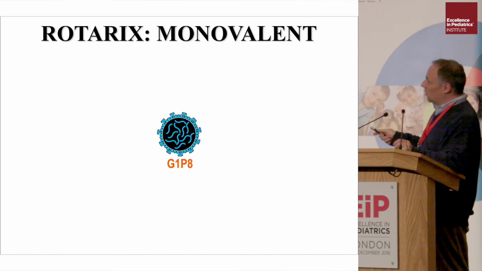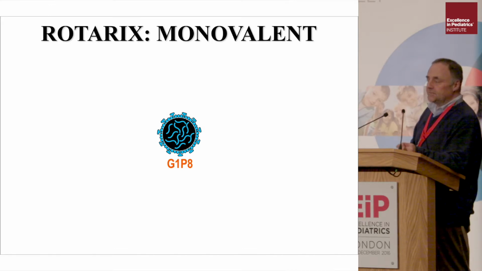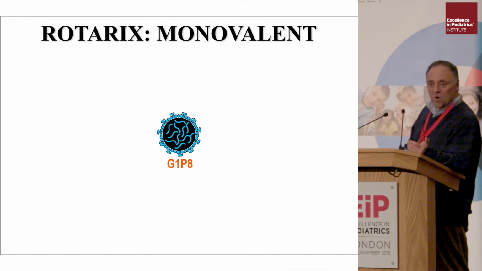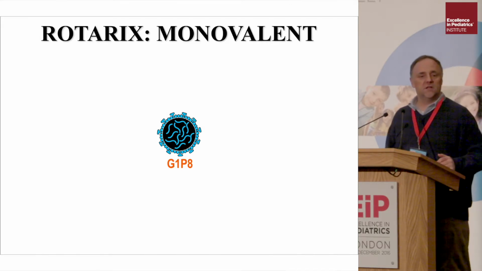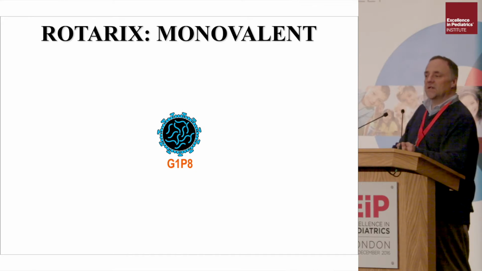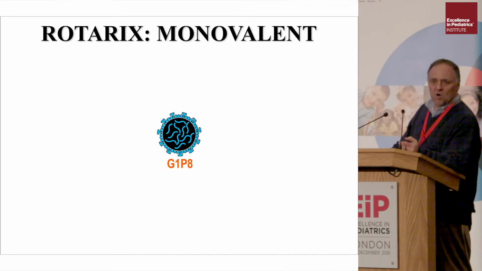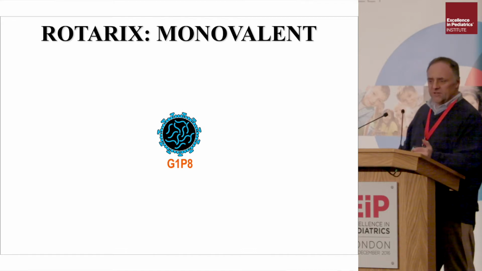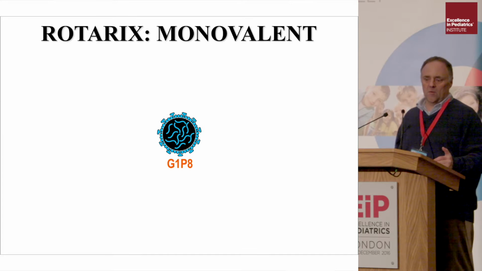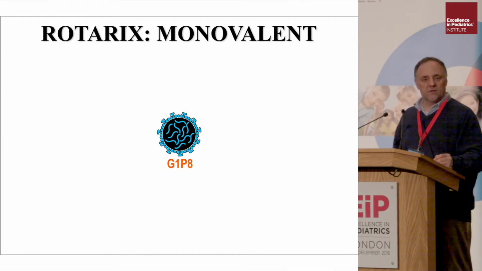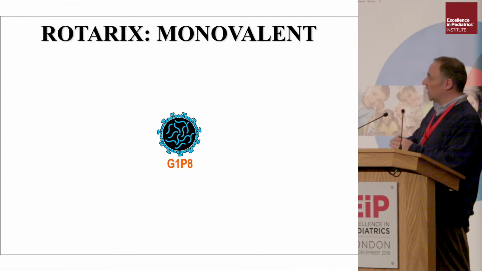ROTARIX contains, well, only G1P8. It's a monovalent vaccine that uses an attenuated, human-derived G1P8. That was a good choice because at the moment when the people were designing the vaccine, G1P8 was definitely the market leader worldwide, and still is, of rotavirus infection. So that was a good choice. And what ROTARIX does, it counts on cross-protection with other rotavirus types in order to render protection from disease.